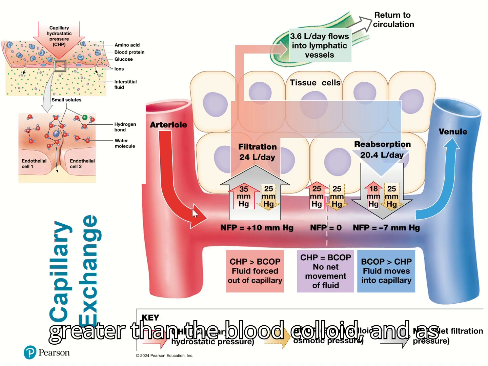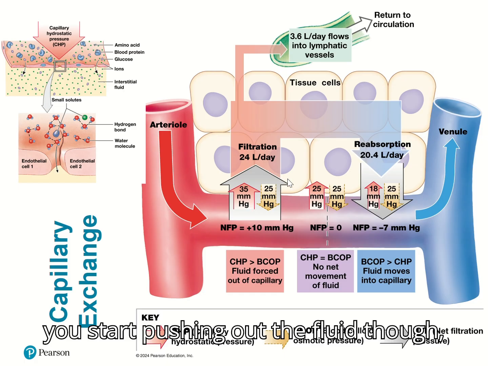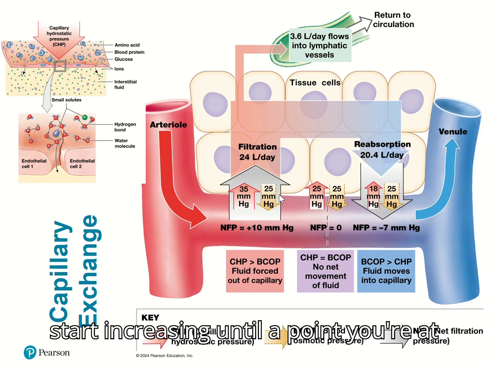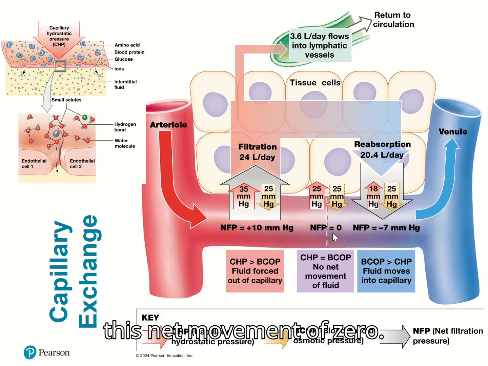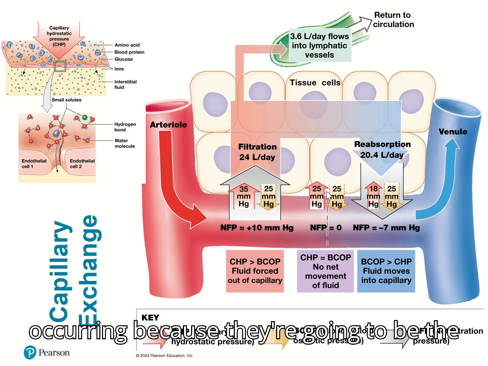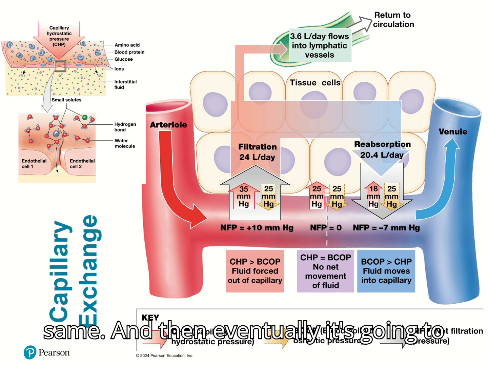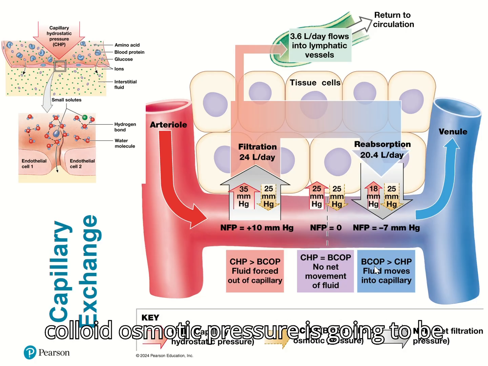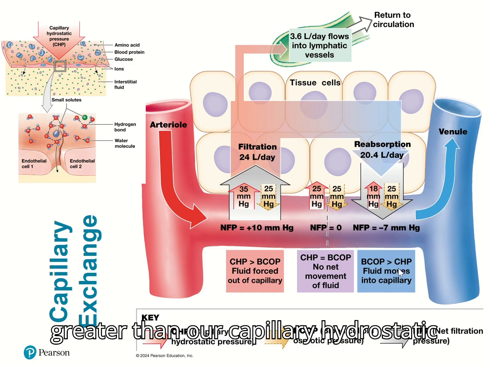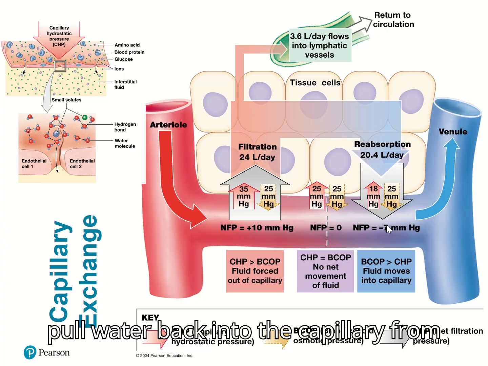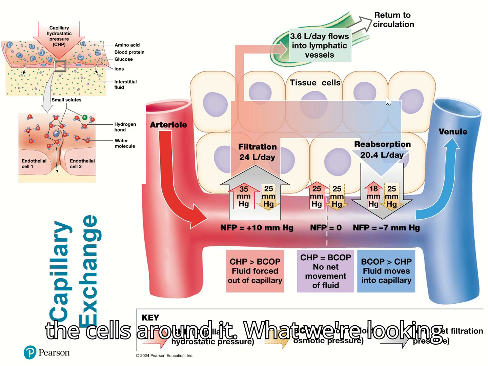So when you start out going through filtration, the capillary hydrostatic pressure is greater than the blood colloid osmotic pressure, and as you start pushing out the fluid, your blood colloid pressure is going to start increasing until you reach a net movement of 0. At that point you don't have any net movement because the pressures are going to be the same. And then eventually it's going to flip, where the blood colloid osmotic pressure is greater than the capillary hydrostatic pressure, and that's going to cause us to pull water back into the capillary from the cells around it.